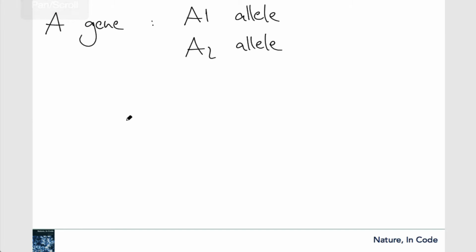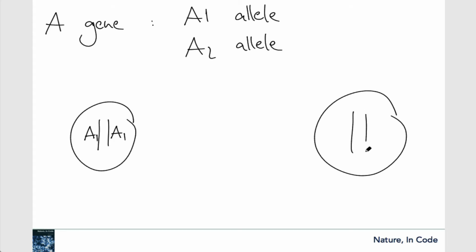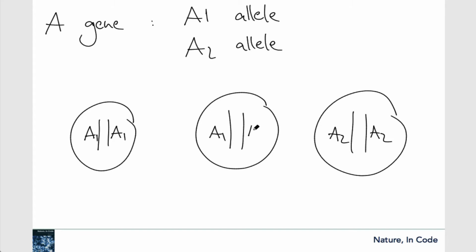So if you now think about cells, this is a cell with 2 copies. The cell, or this individual for which the cell is representative, could have an A1 here and an A1 over here. Alternatively, it could have an A2 here and also an A2 over here, so it could have 2 copies of the A2. Or the third possibility is that one of the copies would be A1 and one of the copies would be A2. So these are the 3 possible combinations: A1A1, A1A2, or A2A2.